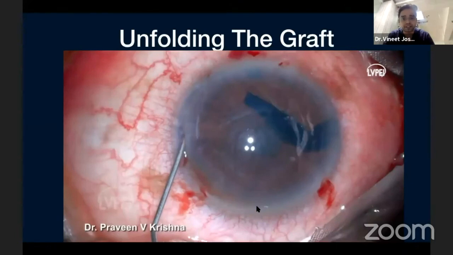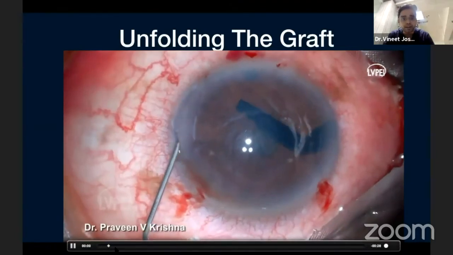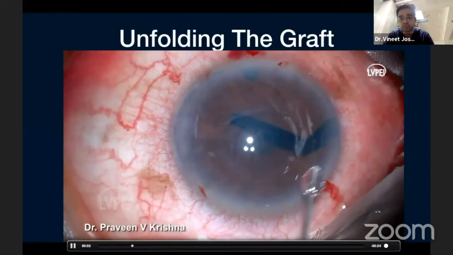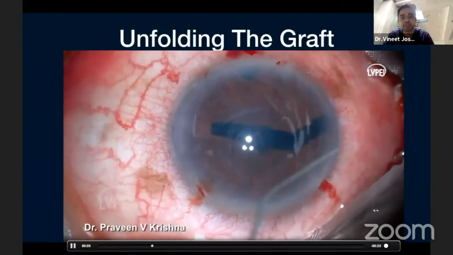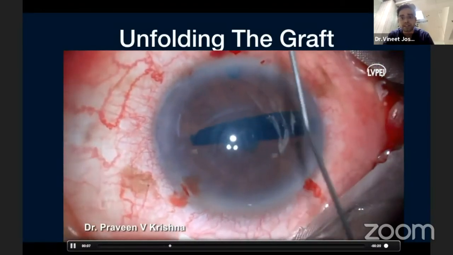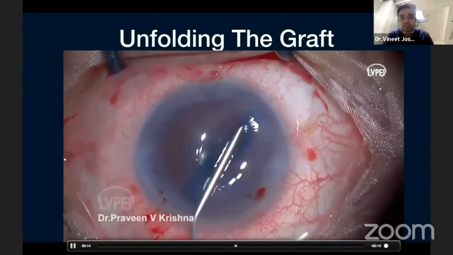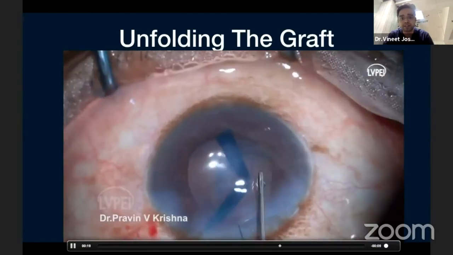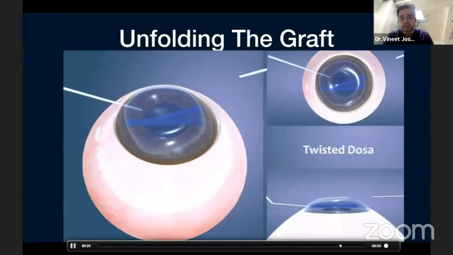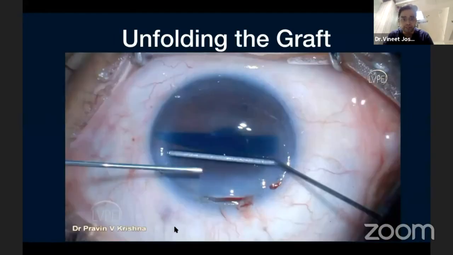What is needed is that you should aim to reach this stage by using different maneuvers. If it is a twisted graft like this, you need to tap at its apex so that it starts opening up and gives you a double scroll formation, and then tap into the center of the double scroll to open it up to get that triangle formation towards the end.